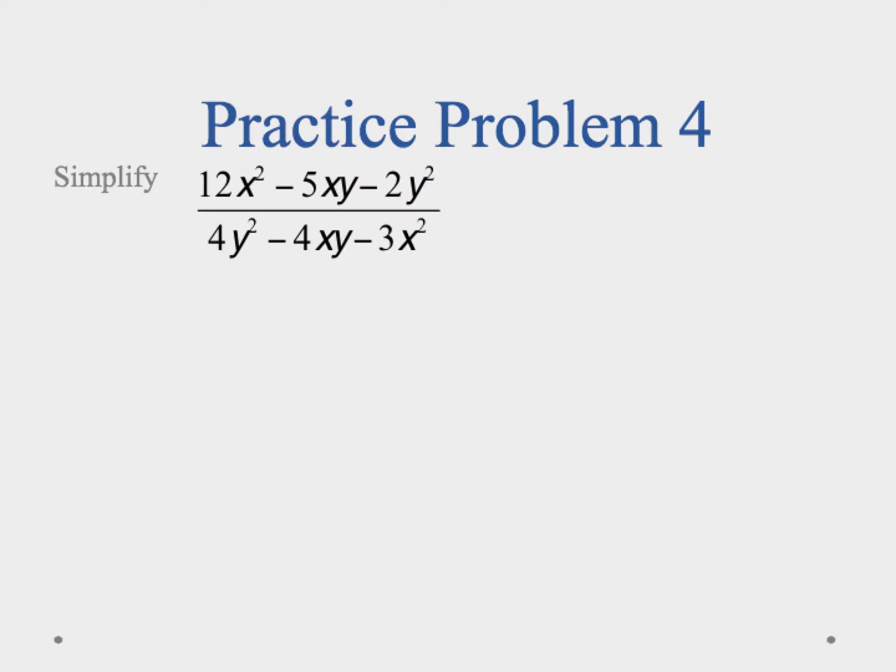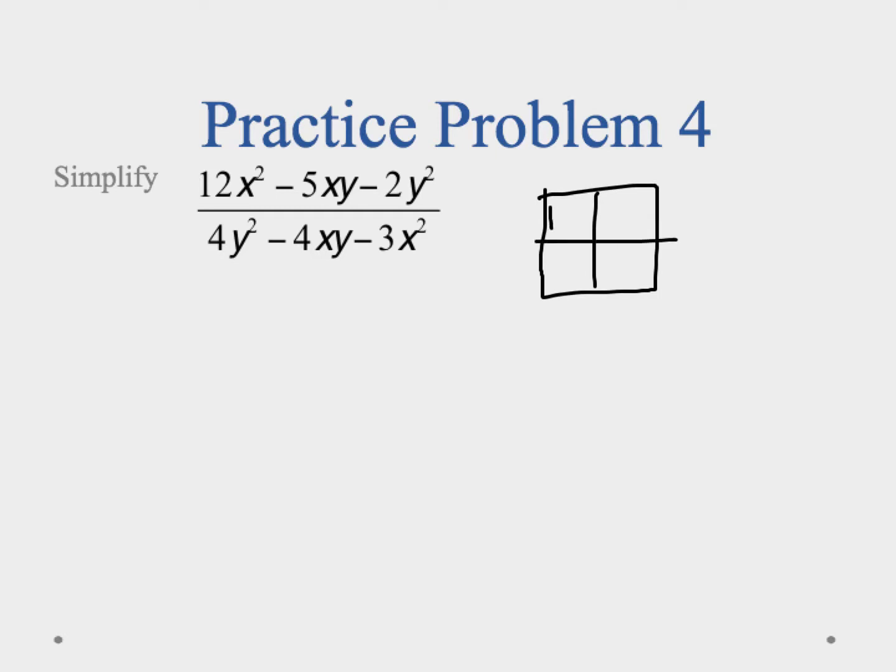So now for the last practice problem. Practice problem number 4. Simplify 12x squared minus 5xy minus 2y squared divided by 4y squared minus 4xy minus 3x squared. So first I'm going to look, and I need to factor both the numerator and the denominator. So I'm going to factor using the box method. So I'm going to draw my box.